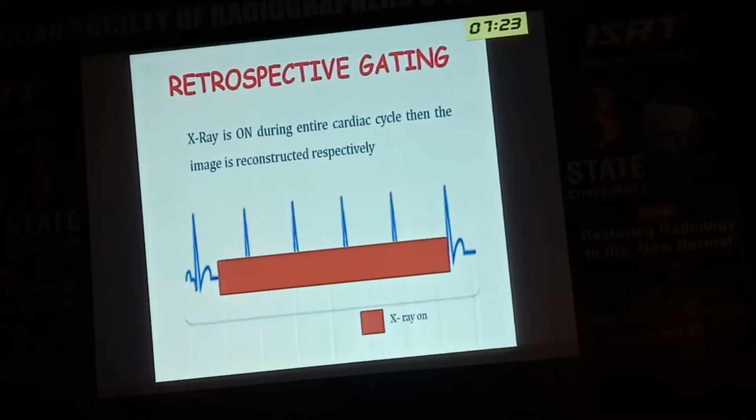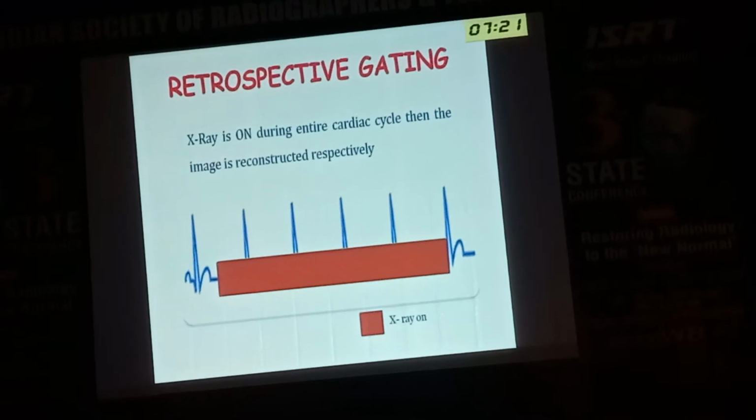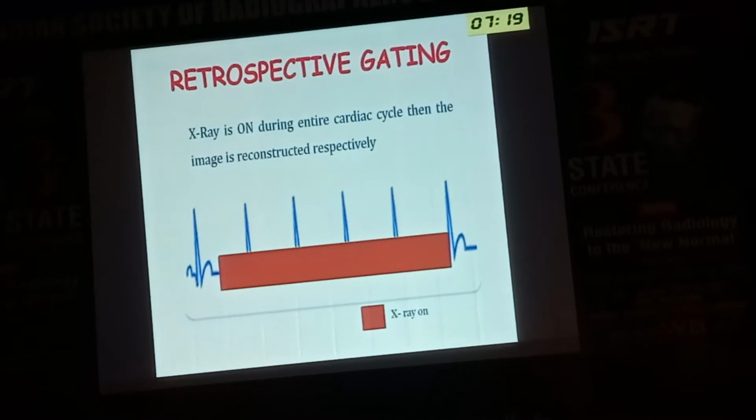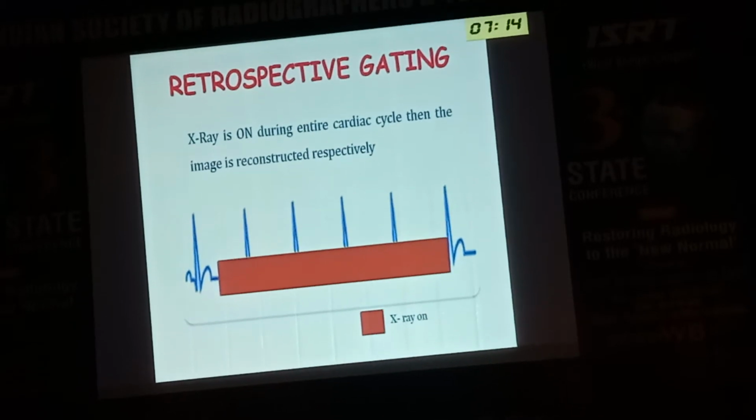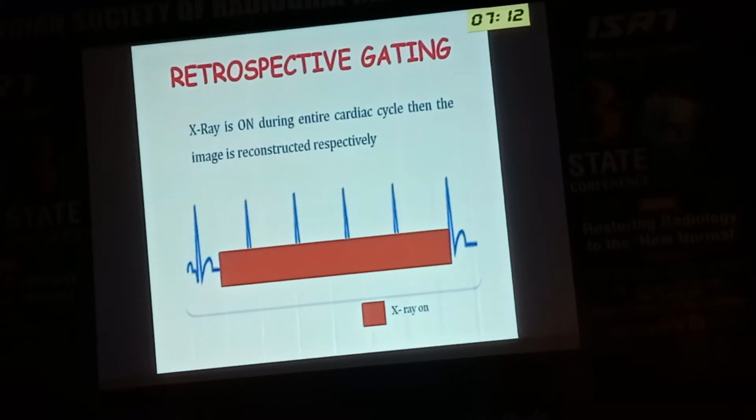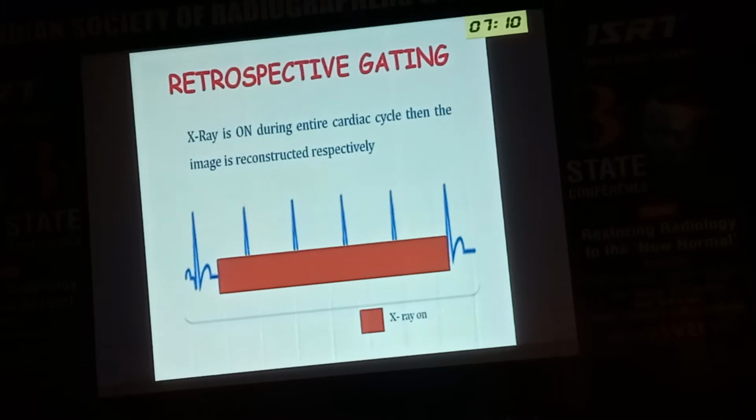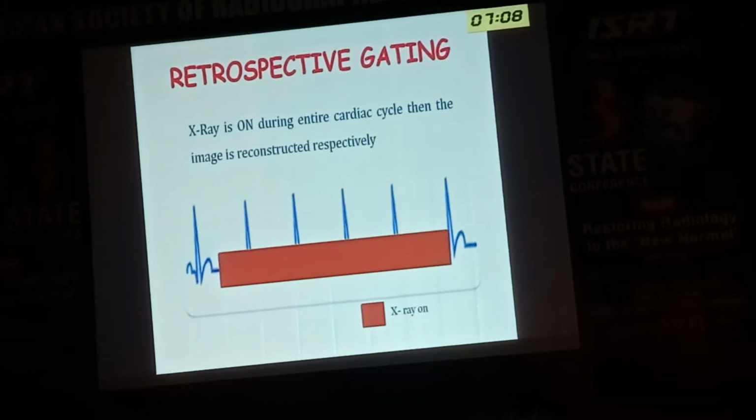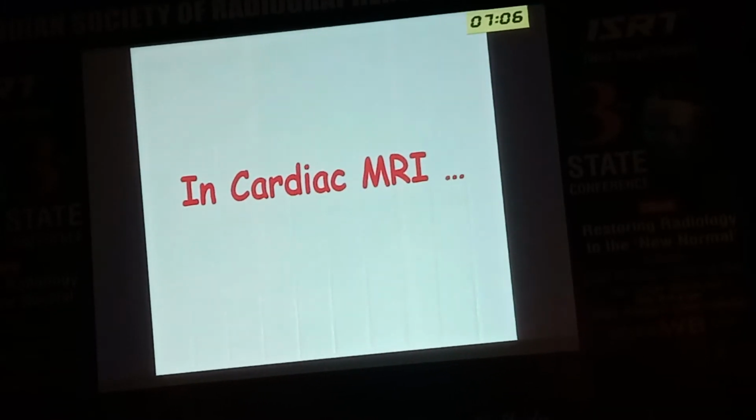But most of the institutes, do you know what they follow? They follow retrospective because it is easier. Because for various patients, the heart rate, movement, everything is going to vary. It is difficult to capture that. But it can be done, but most of the people carry on with retrospective gating. So this is about cardiac CT.